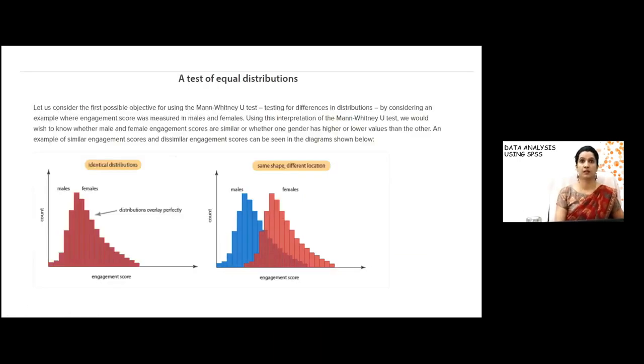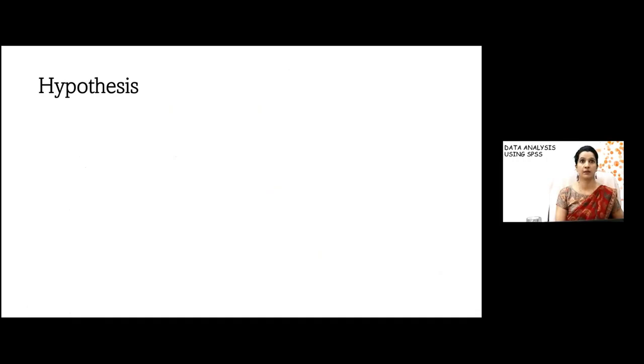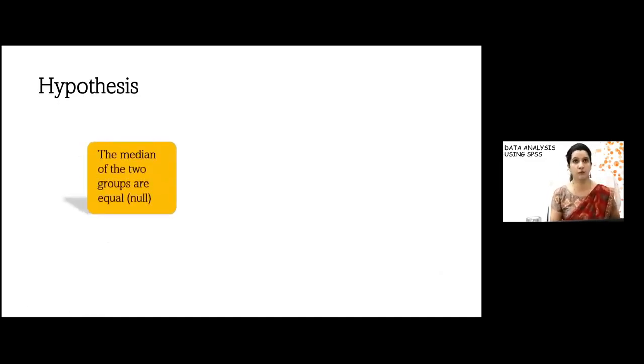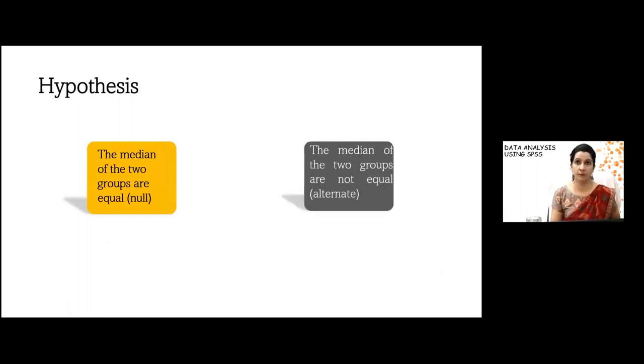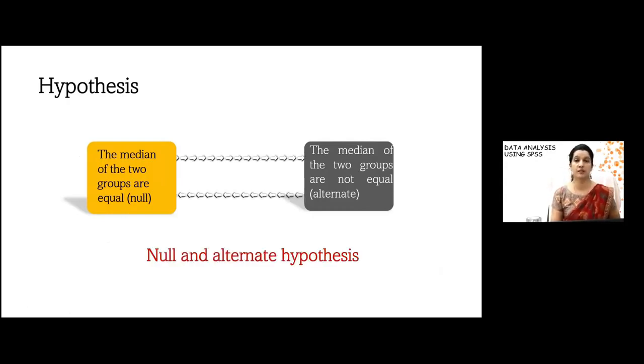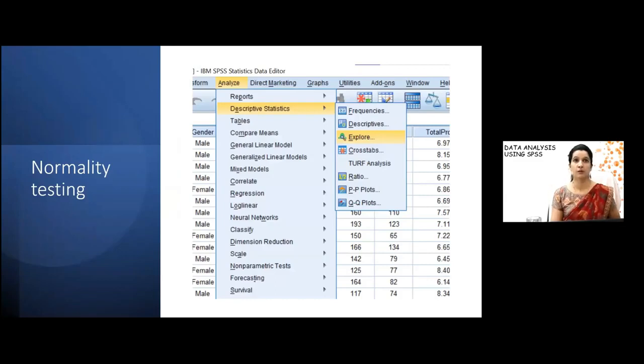So this was the case, and we will see how to see these shapes. The hypothesis in case of a Mann-Whitney is that the median of the 2 groups are equal, and the alternate hypothesis is that the median of the 2 groups are not equal. That is the alternate hypothesis. So normality testing would be the same.